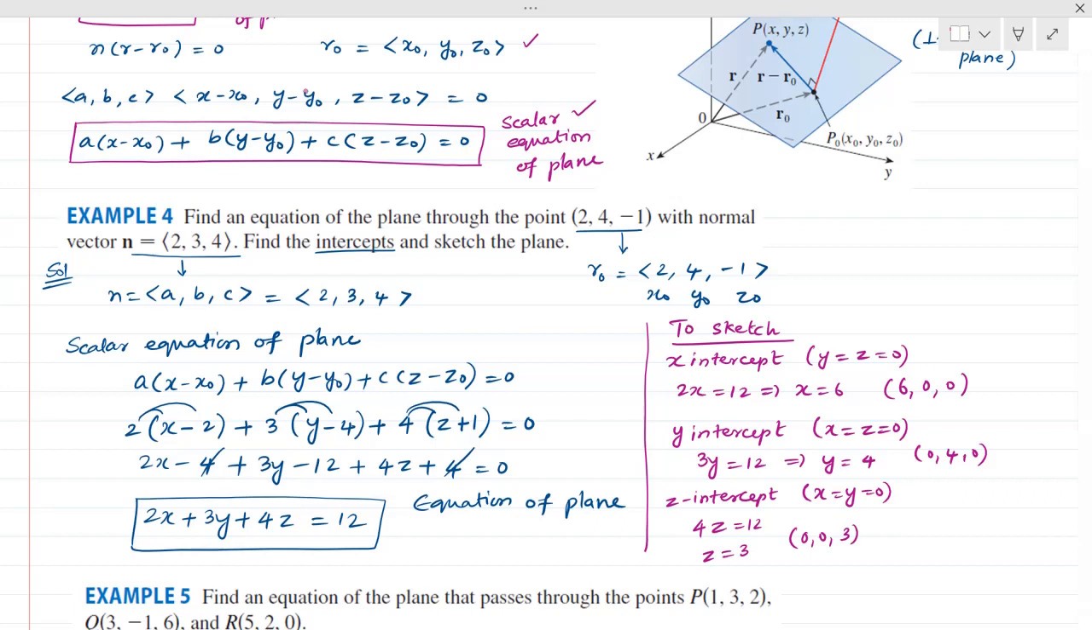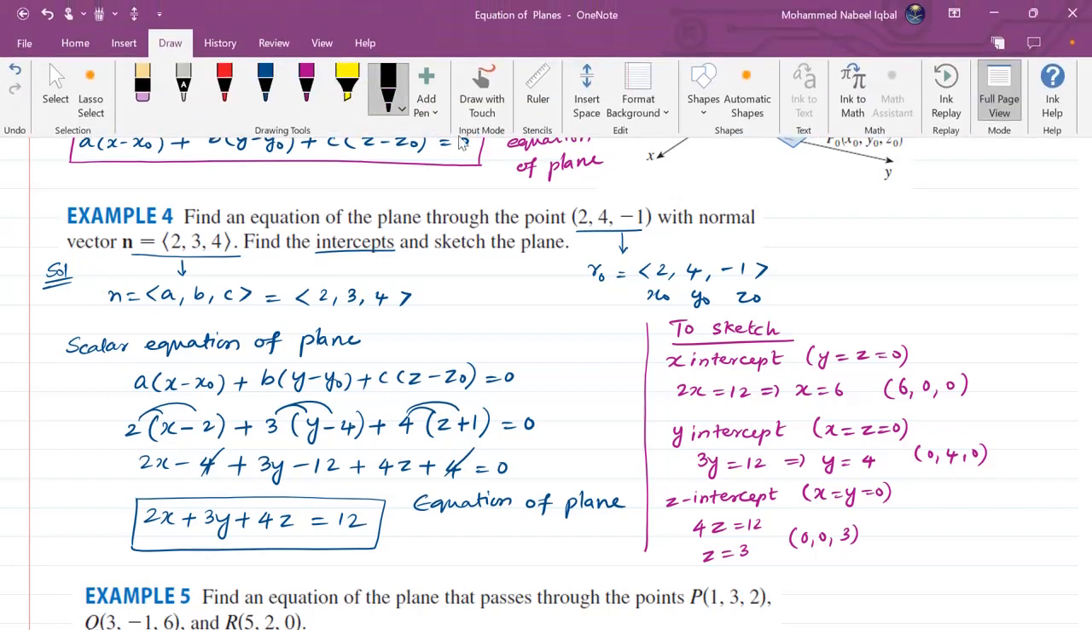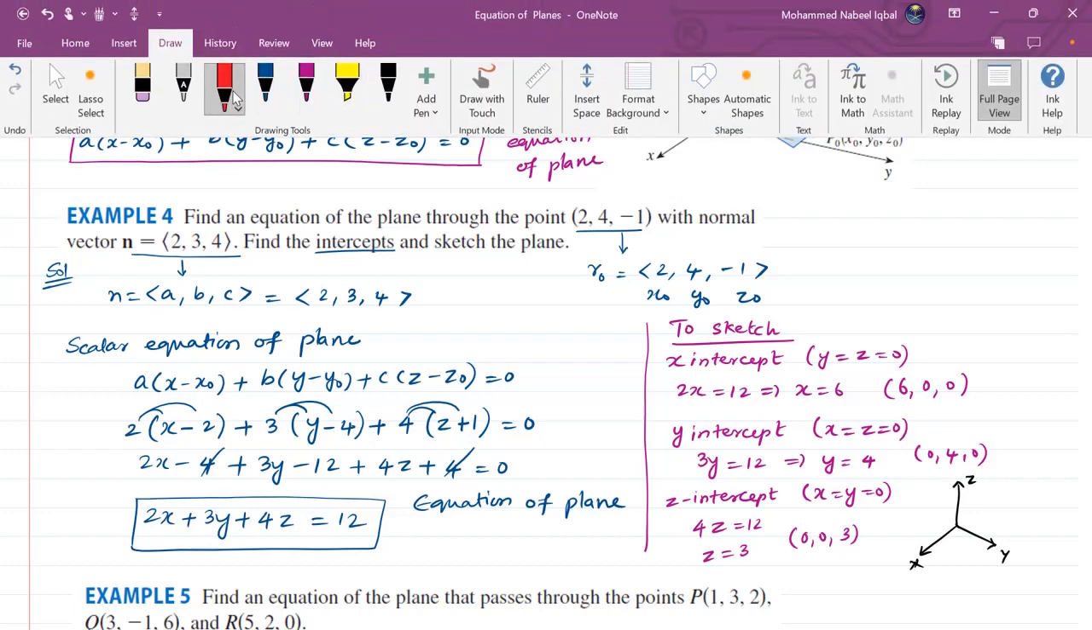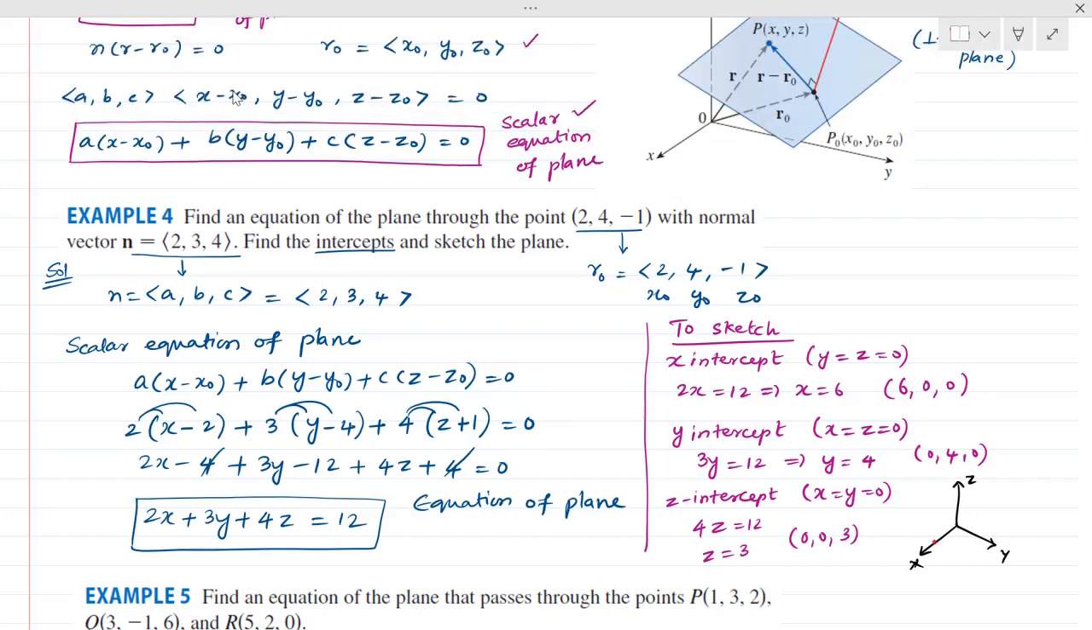Now if you draw the graph of these points, it is very easy. We have the x, y, and z axes. And the intercept points are 6 on the x-axis, 4 on the y-axis, and 3 on the z-axis. Joining them, this is the plane we have. That's it.